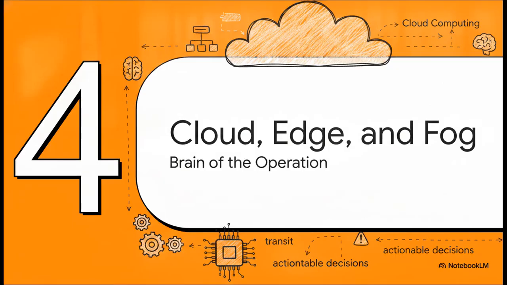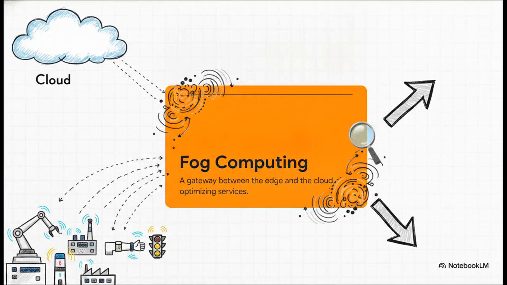Which brings us to part 4, cloud, edge, and fog computing. This is the brain of the operation. So you've probably heard a lot about the cloud and the edge, right? But fog computing is another absolutely crucial concept to grasp in modern IoT. It literally sits right in the middle. It acts as an intermediary gateway between the edge devices out in the field and the distant cloud servers.